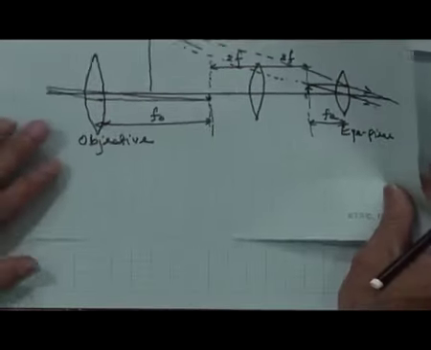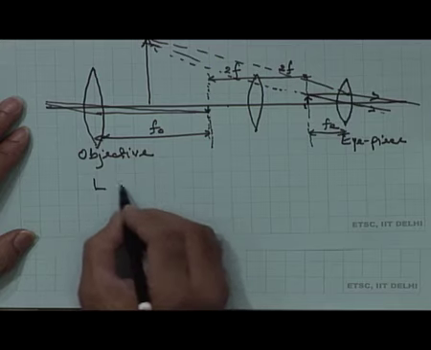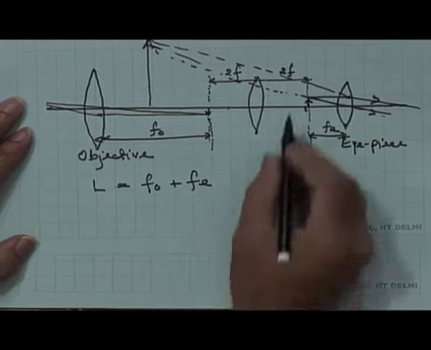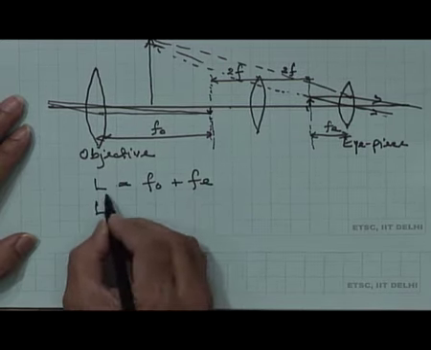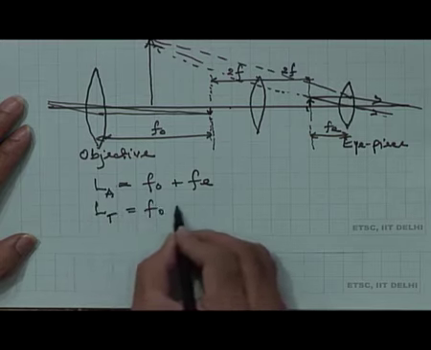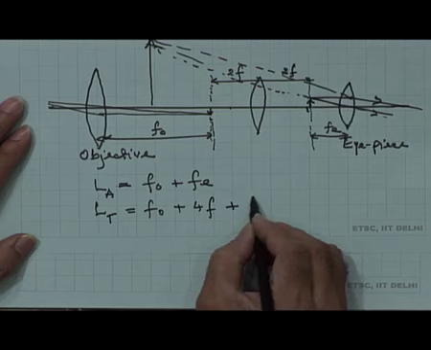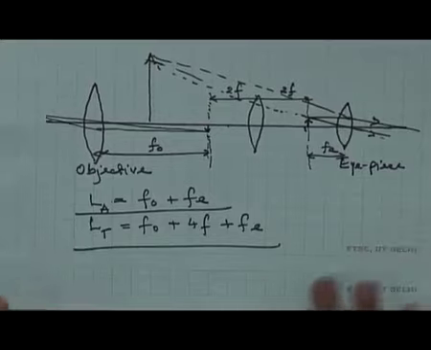In an astronomical telescope, the separation between the two lenses, let me call it L, is equal to FO plus FE. But in the case of a terrestrial telescope, we have L. So, this is astronomical, and this is the length of the terrestrial telescope: FO plus 2f plus 2f, so 4f, plus FE. This is the primary difference between an astronomical telescope and a terrestrial telescope.